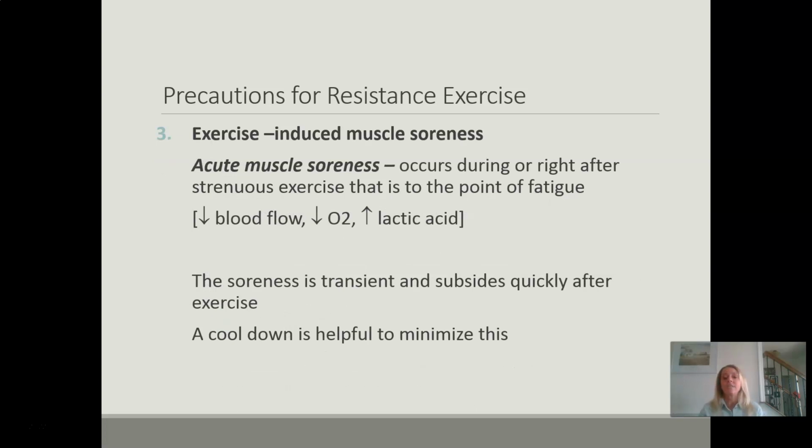We can also see exercise-induced muscle soreness. Acute muscle soreness is going to happen right after the patient does a strenuous exercise, usually to the point of fatigue, buildup of lactic acid, that typical muscle soreness. This usually goes away relatively quickly, and cool downs will help to minimize the chances of this.